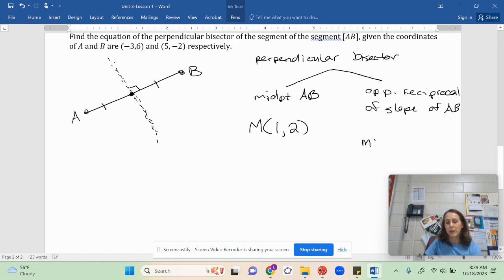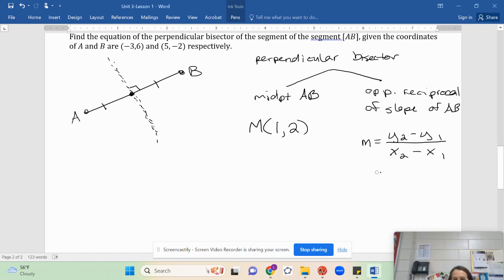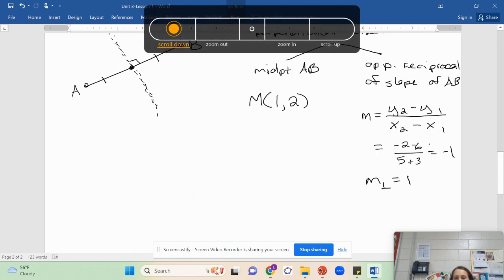Remember slope formula, and this is also in the formula book, y2 minus y1 over x2 minus x1, or change in y's over change in x's, rise over run. And if you find that for the ordered pairs above, you should see that the slope is, I believe, -2 minus 6 over 5 plus 3, which becomes -8 over 8 or -1. So that means the slope of the perpendicular line would be +1.